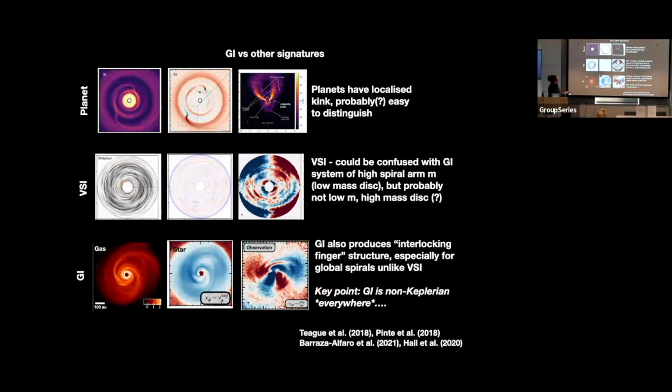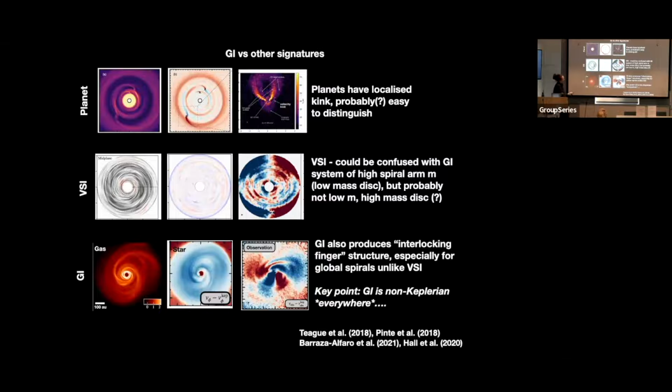Planets also cause a kinematic signature. This basically is called a velocity kink. It looks a bit like an elbow shape to me here. Planets have this localized kink because they're perturbing the gas most strongly at their location. And then because the disk is viscous, this difference in velocity is smoothed out a little bit as you go around the disk, so you don't see it so dramatically. So for planets, that perturbation is localized, so that's probably easy enough to distinguish, maybe.